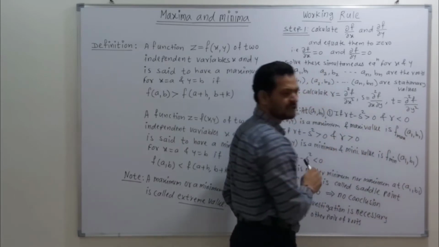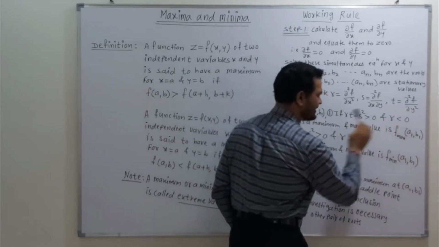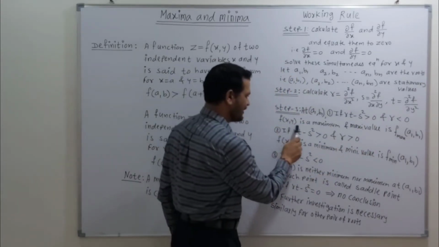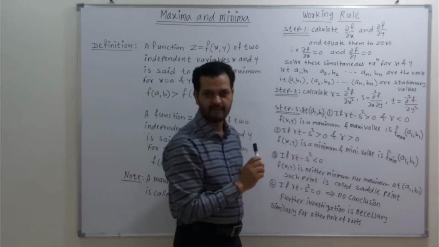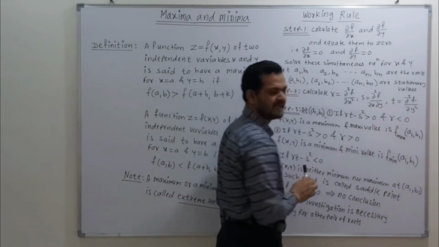So this is less than 0. That means rt minus s square is greater than 0, and r is less than 0. So in this case, the given function f of xy is a maximum. So this is the condition: rt minus s square is greater than 0 and r is less than 0.